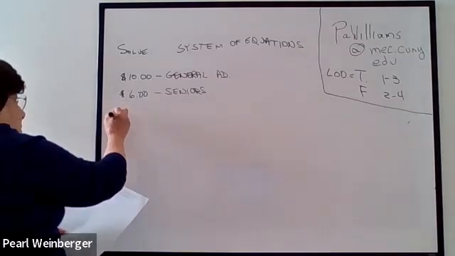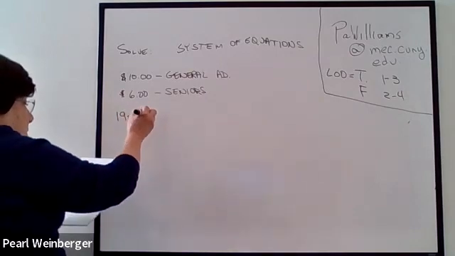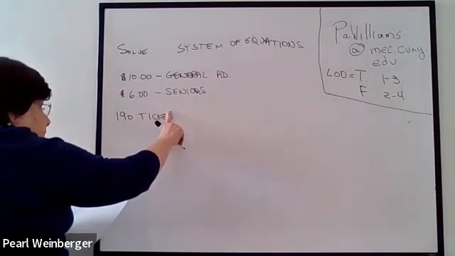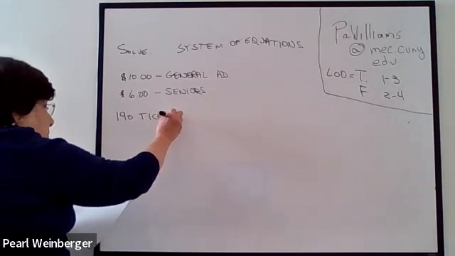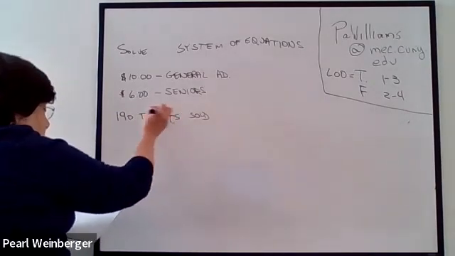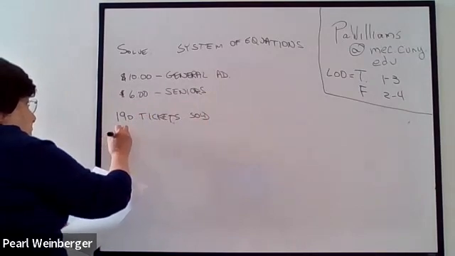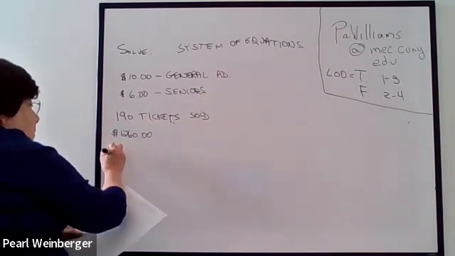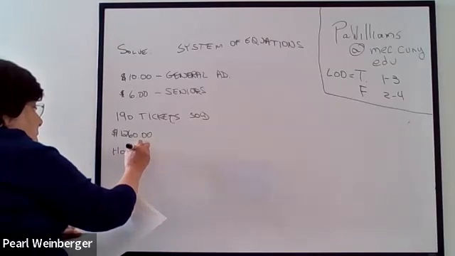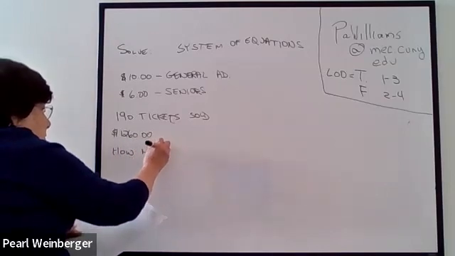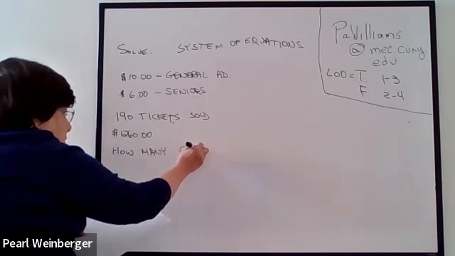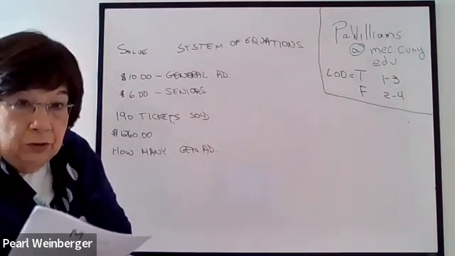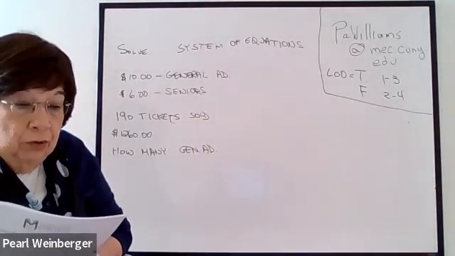Now here's the next important information. 190 tickets were sold for a total of $1,260. How many general admission tickets were sold? Now notice they're only asking about the general admission tickets, not about all the tickets.